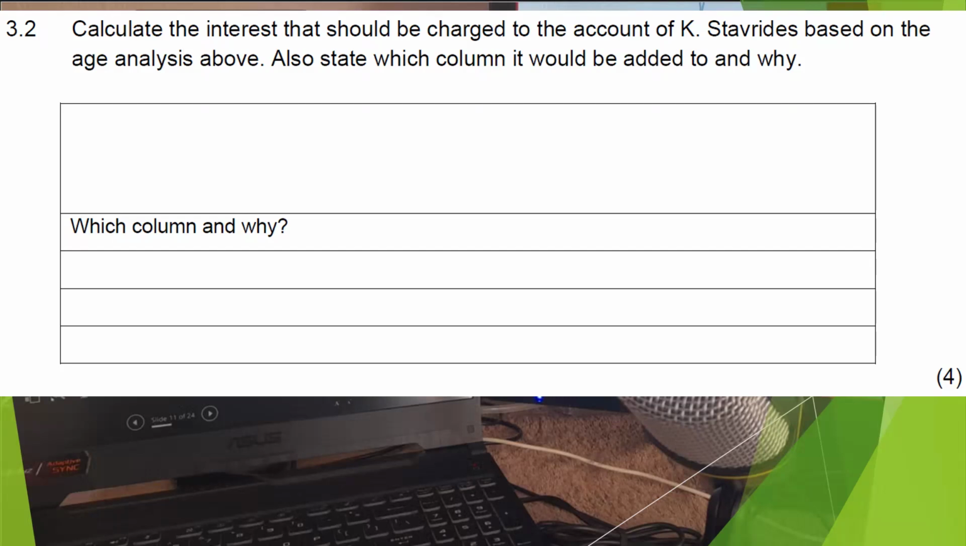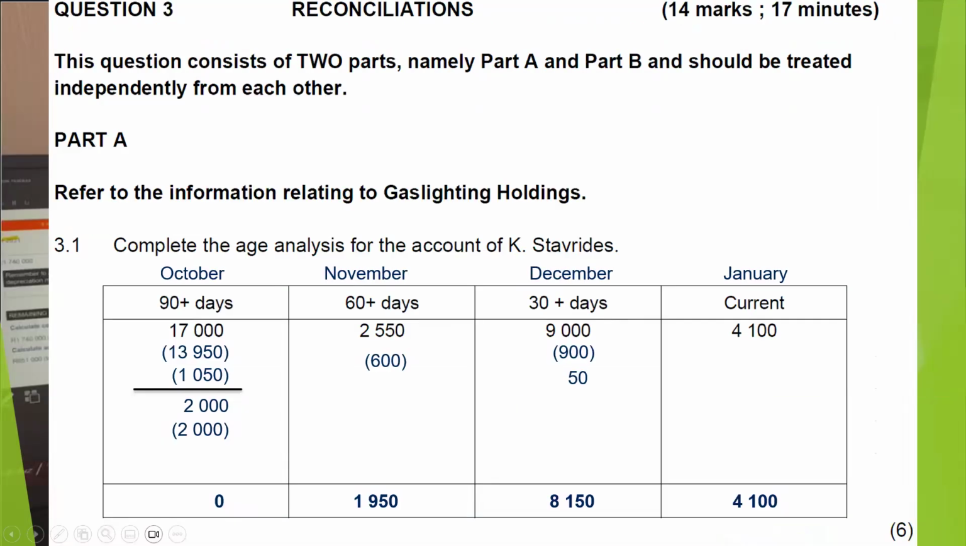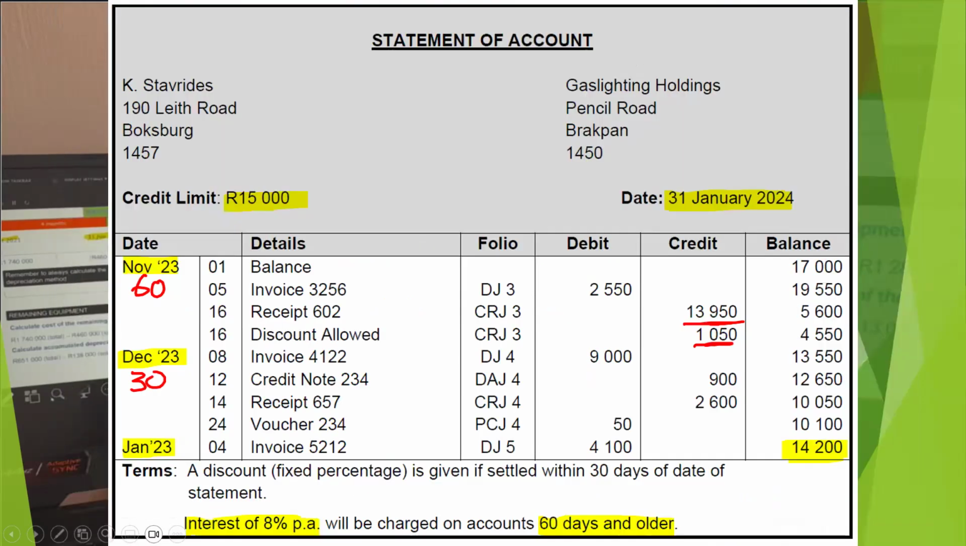Here we need to calculate the interest that will be charged to the account of Kestaff Rights based on the age analysis above. Also state which column it will be added to and why. Well, when we calculate this interest, I'm going to go to my debtors' age analysis. For November, you'll realize that we were owed 1,950, and that is the only debt that is 60 days plus. We will take that and multiply it by the interest. And interest, we highlighted it there, it's 8% per annum, guys, per year.